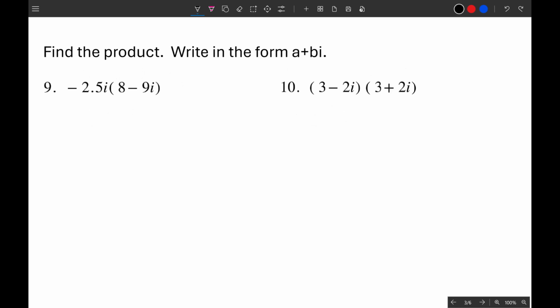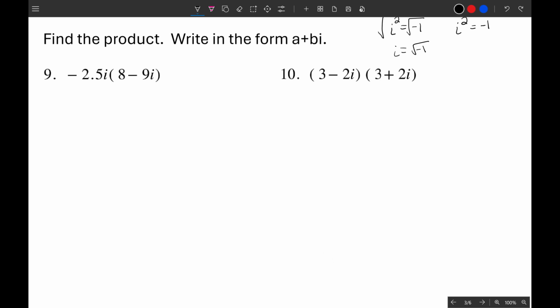All right, then we're going to do the product where we multiply things together. Now this is where we need to remember that when we have i squared, that is equal to negative 1. And that's because we know that if we took the square root to get rid of that square, we would have the square root of negative 1, which would equal the i. All right, so anytime we see i squared, we're going to replace it with negative 1. So to find the product, and it says write in the form a plus bi, we're just going to do these like we would do any other problem.